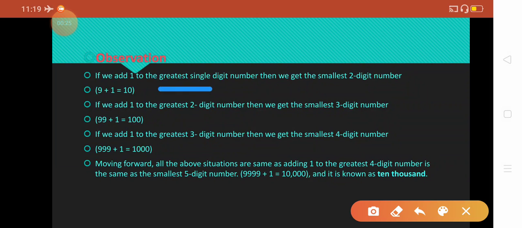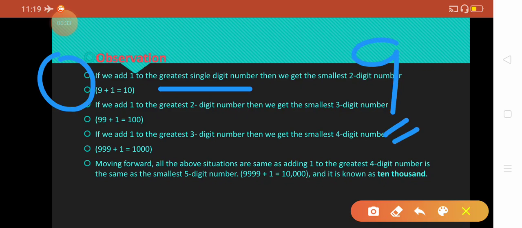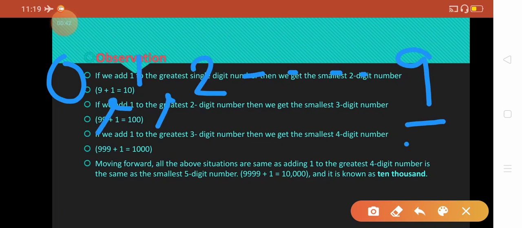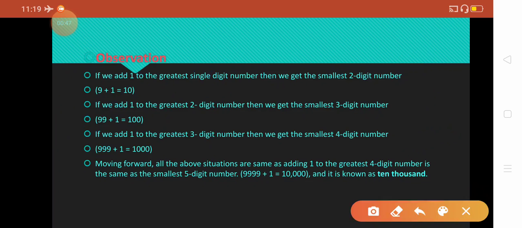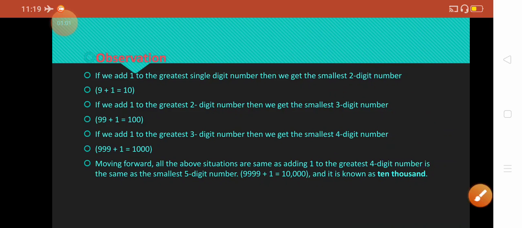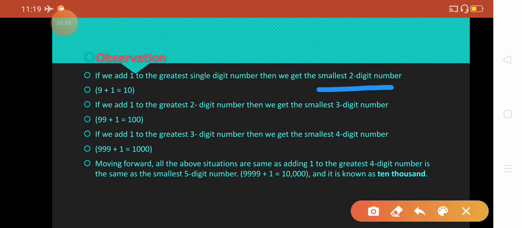What is the greatest single digit number? The greatest single digit number is 9. Single digit numbers start from 0, 1, 2 up to 9. These are single digit numbers. So 9 is the greatest single digit number, and 0 is the smallest. So if you add 1 to the greatest single digit number, 9 plus 1, we will get 10, and 10 is the smallest two digit number.